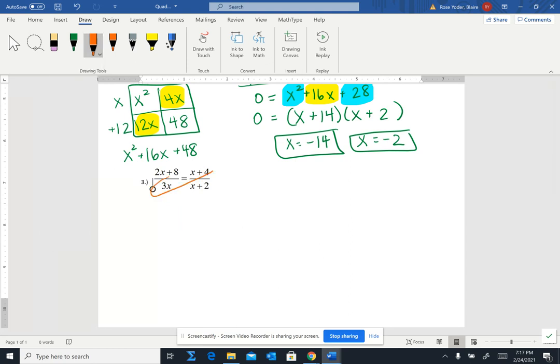Okay. I'm going to do parentheses for both of these. I'm going to go 3x times x plus 4, and then I'm going to do the distributive property, and then 2x plus 8 in parentheses times x plus 2. The one on the left, I can really just do the straight distributive property. So 3x times x is 3x squared, and then 3x times 4 is 12x.